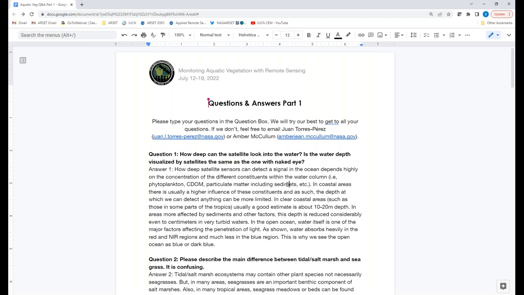So, for instance, in coastal areas, there's usually a higher influence of these constituents because of the influence of land-based sources such as sediments coming from rivers and others, and then the depth at which we can detect anything will be more limited. Whereas in clear coastal areas, such as those you can see sometimes in parts of the tropics, a good estimate with satellite data can be maybe around 10, 20 meters max. Typically beyond that, there's very little that you can detect, even in clear waters.